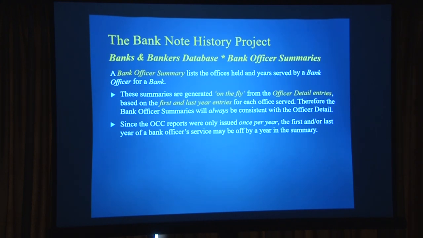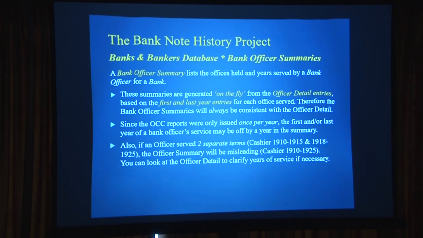In the case of First National Starbuck, the bank opened in December of 1909, but the OCC report for that year was either September or October, so there isn't an OCC entry in 1909 for that bank. And that's why the officer summary shows 1910 as the first year for his term there. And then the same thing on the other end. So you can see, based on these reports being issued only once per year, depending on the timing, the first and last year for the bank officer summary might be off by a year.